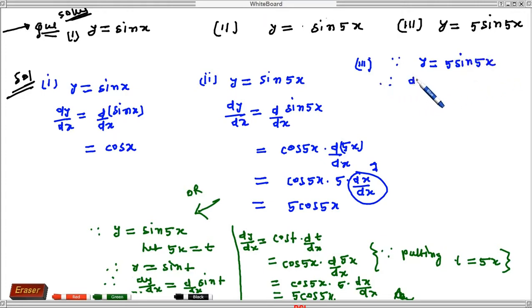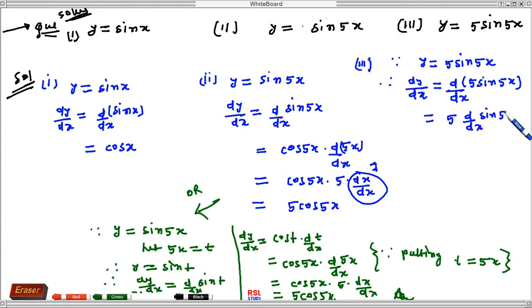Now moving to the third question, 5 sin 5x. We will take 5 outside, because it is a constant. So d/dx of sin 5x will be 5 into cos 5x, and d/dx of 5x will be 5. So 5 into 5 cos 5x into 5.